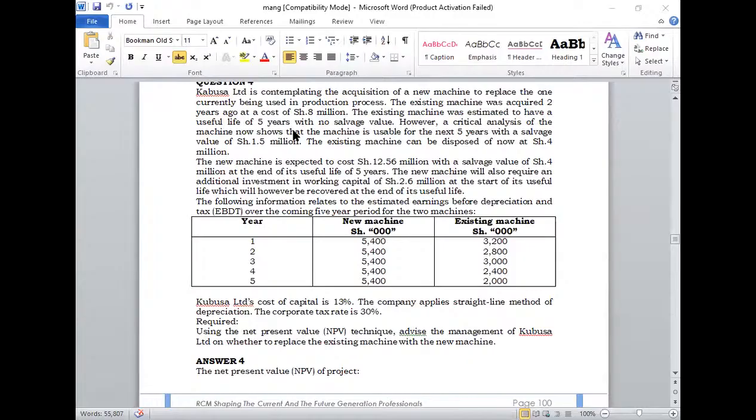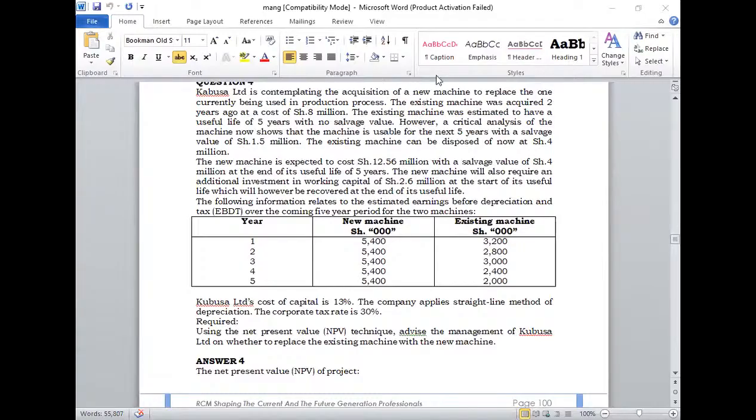Leave alone this other paragraph which could really confuse you. This other paragraph will be coming in later. We'll be computing depreciation for purpose of comparing later. This one which says, however, a critical analysis of the machine now shows that the machine is usable for the next 5 years with a salvage value of 1.5. So leave this one.